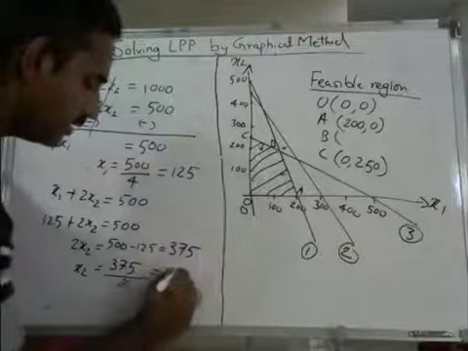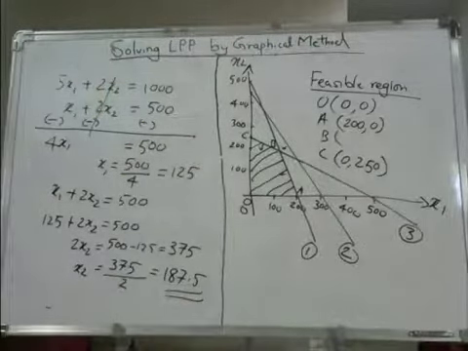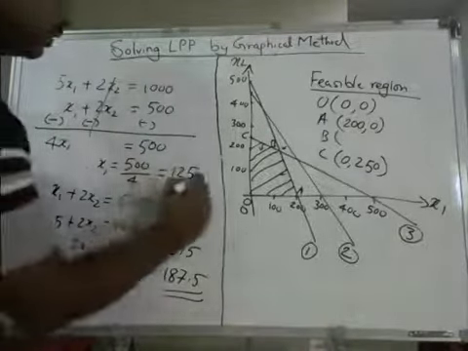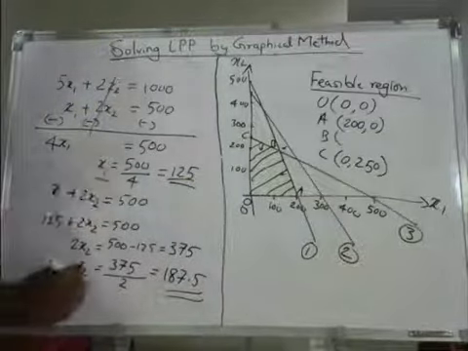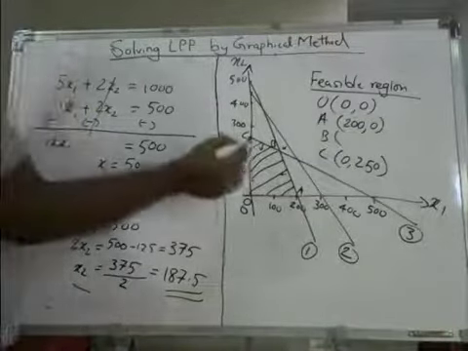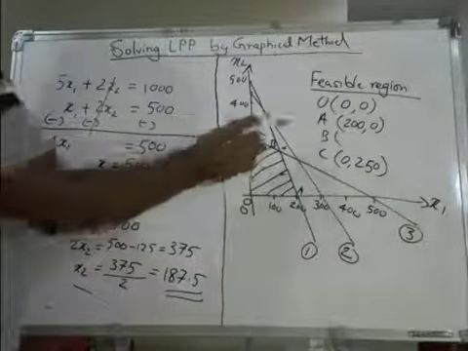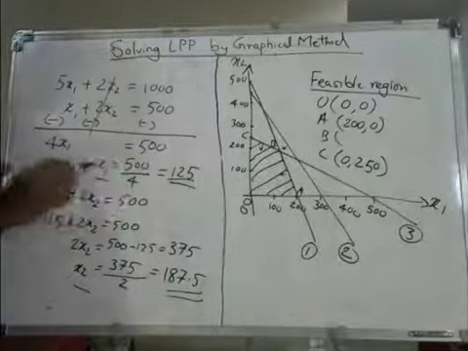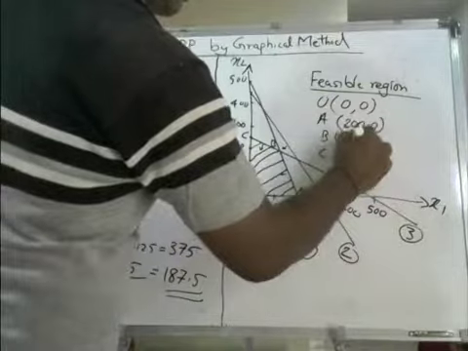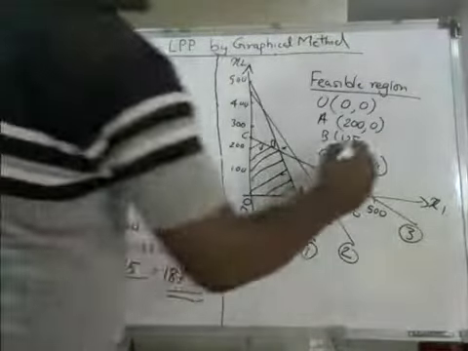That is 187.5. So in this way we have got x1 here and x2 here. So by solving these two equations, because these two equations actually meet here at B, we are trying to find the coordinates for B, so we have got it. So x1 is 125, and x2 is 187.5.